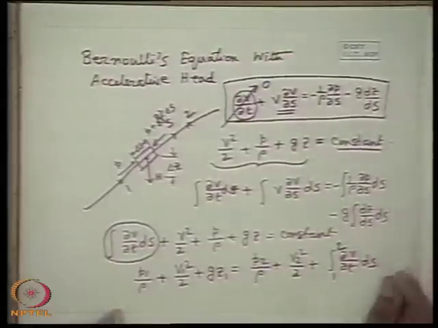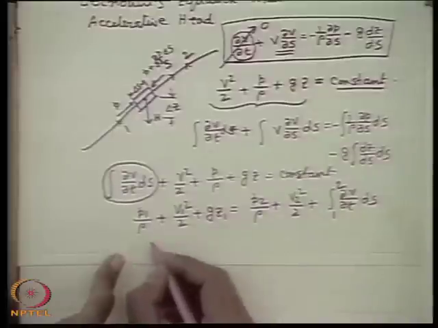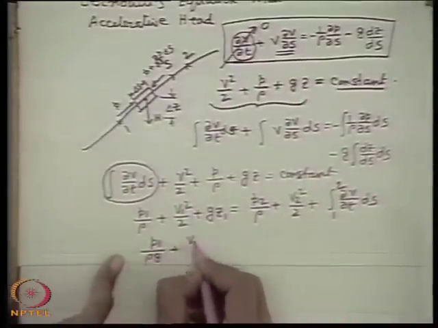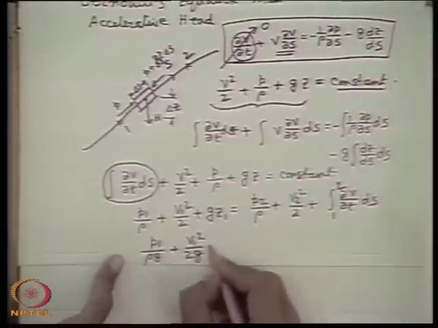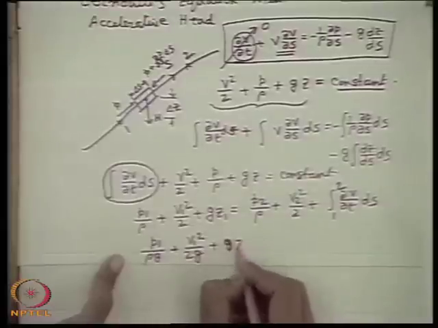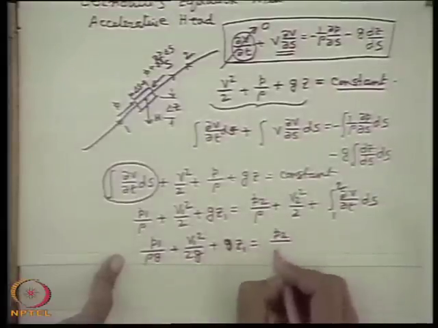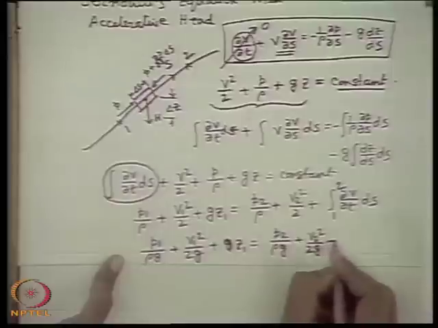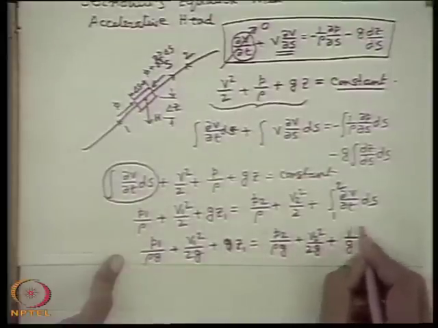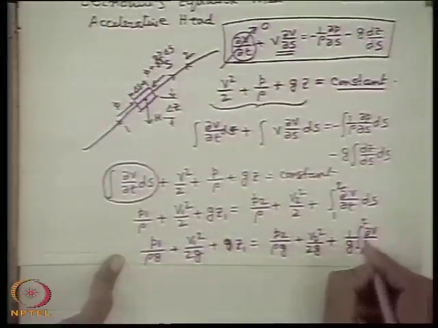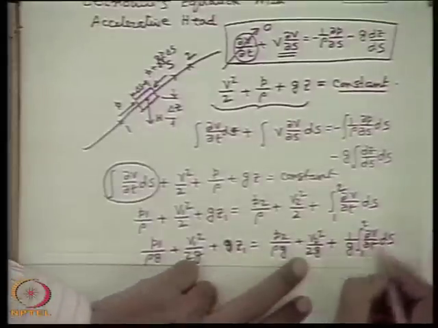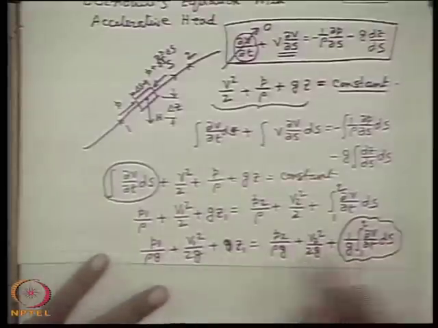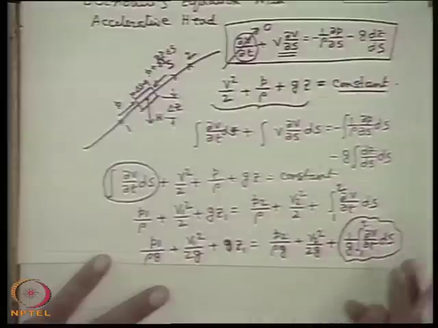Now, in terms of head, I think it is better to write in terms of head: p1 by rho g plus v1 square by 2g, that is the pressure head plus velocity head, plus the datum head, is equal to p2 by rho g plus v2 square by 2g plus 1 by g integral from 1 to 2 of del v by del t ds. So, this is precisely the integrated form of the accelerative head. So, we can write the Bernoulli's equation in consideration of the accelerative head in this way.